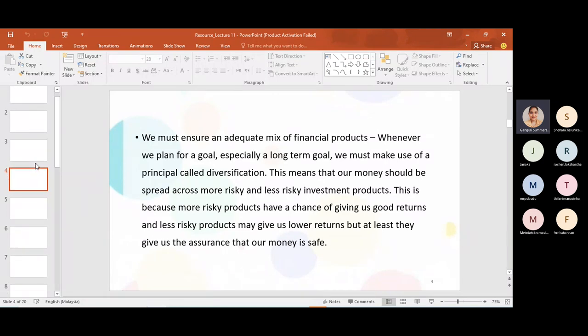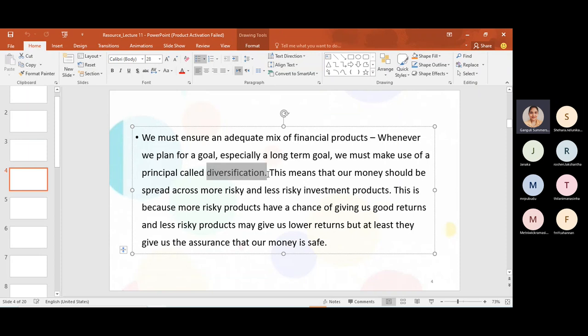And here you can see another principle of financial planning. When we make a financial plan, we must ensure an adequate mix of financial products. That means whenever we plan for a goal, especially a long-term goal, we must make use of a principle called diversification. You should follow this principle called diversification.